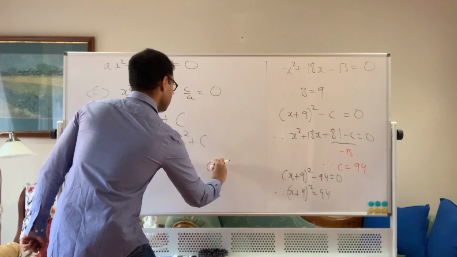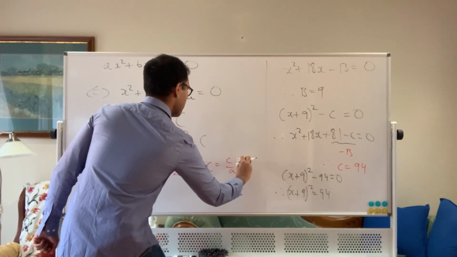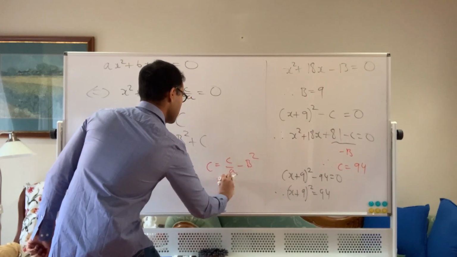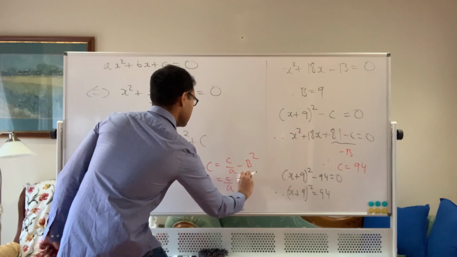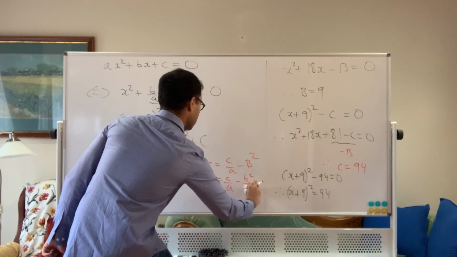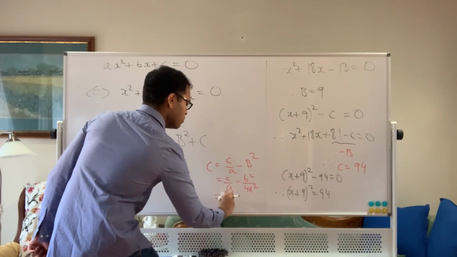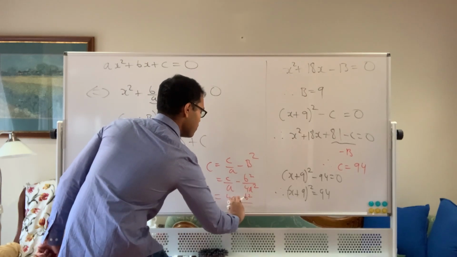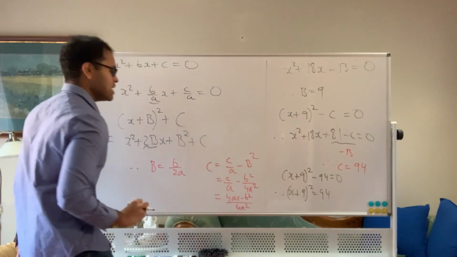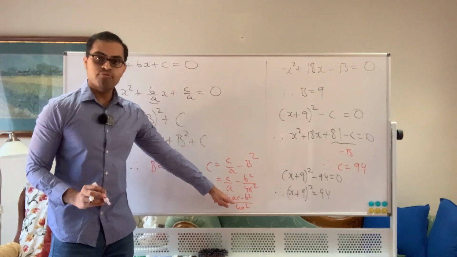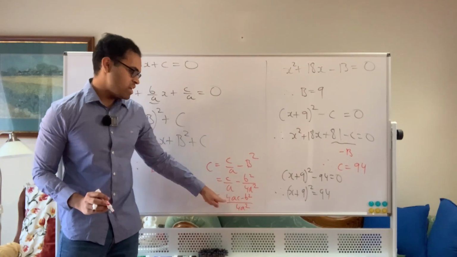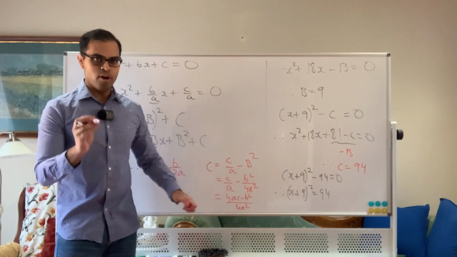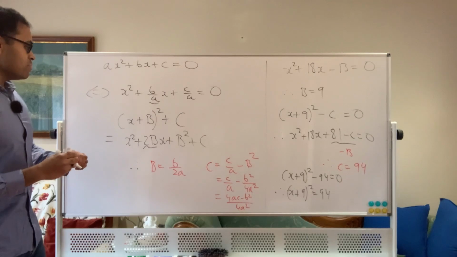So big C should be equal to c over a minus big B squared, which is going to equal c over a minus b squared over 4a squared, which is going to equal 4ac minus b squared over 4a squared, by making a common denominator. You're kind of seeing the quadratic formula coming in now, and this is going to be super cool.